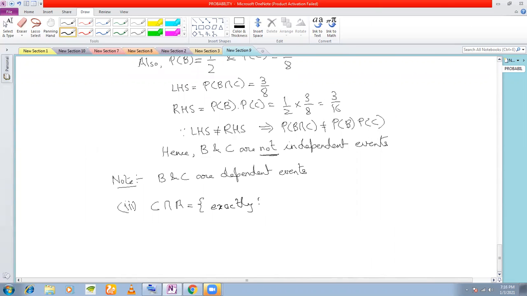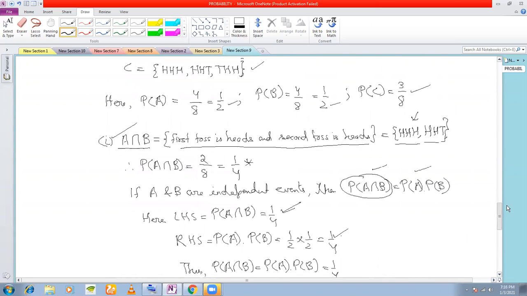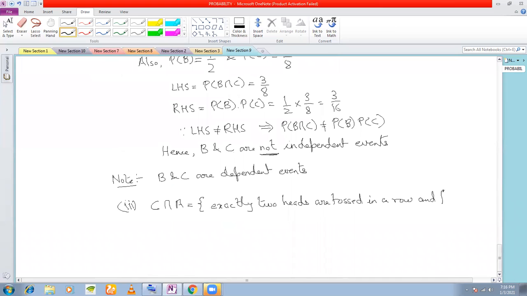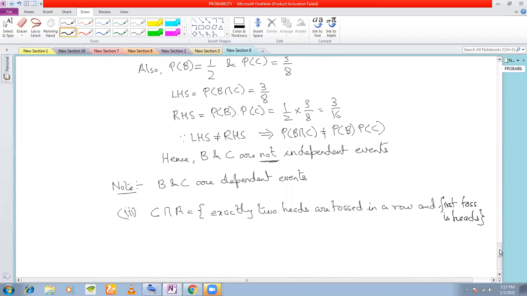So we connect them: exactly two heads are tossed in a row, and what is the event A? First toss is heads. So tell me, in which of the events in the sample space exactly two heads are there in a row and first toss is heads?